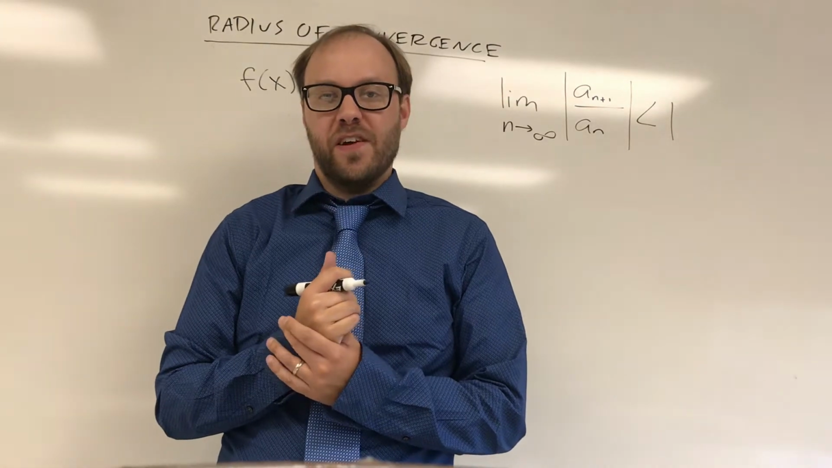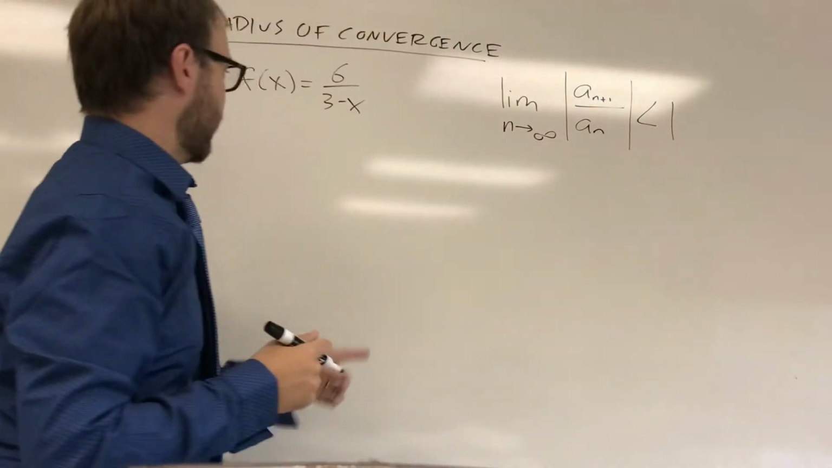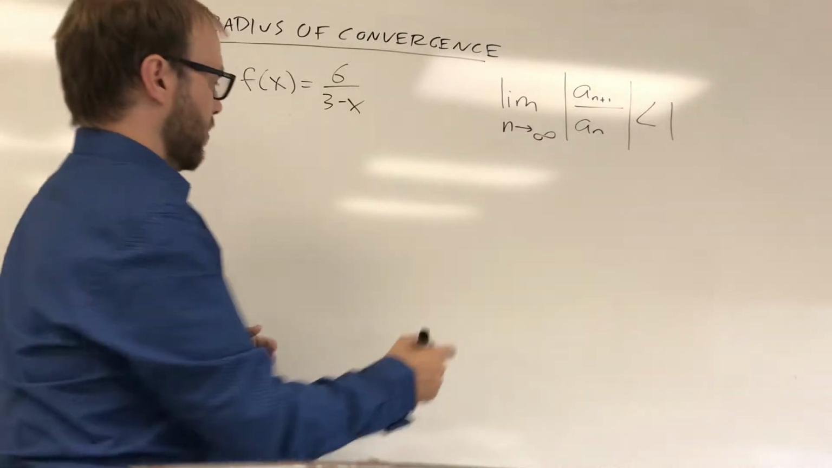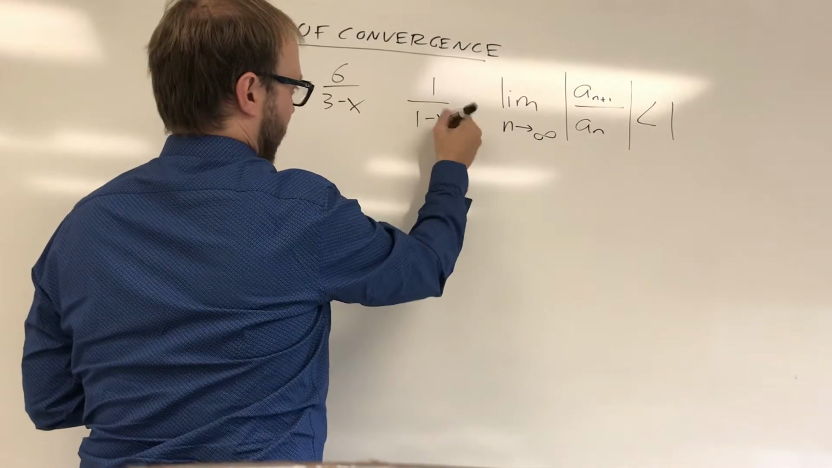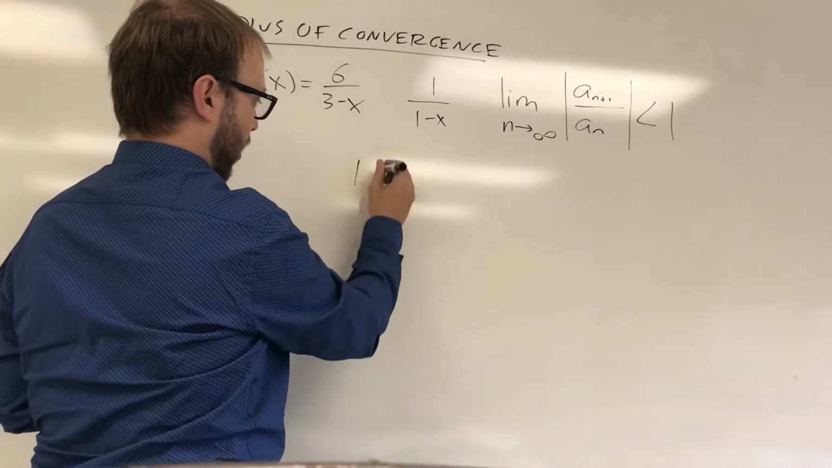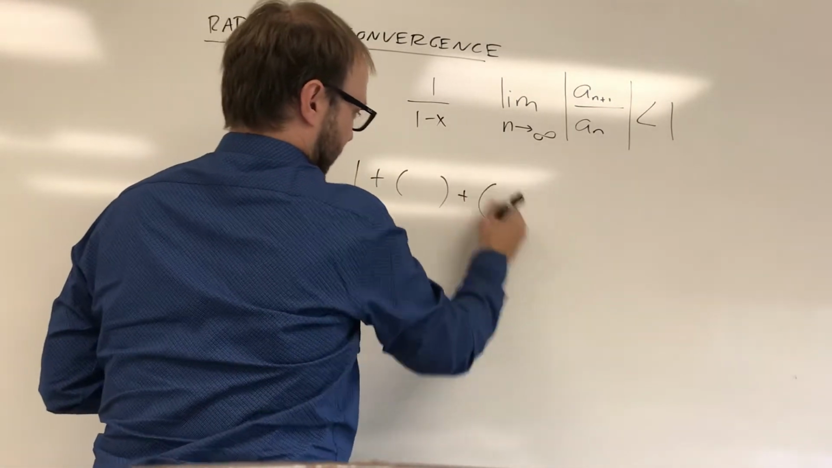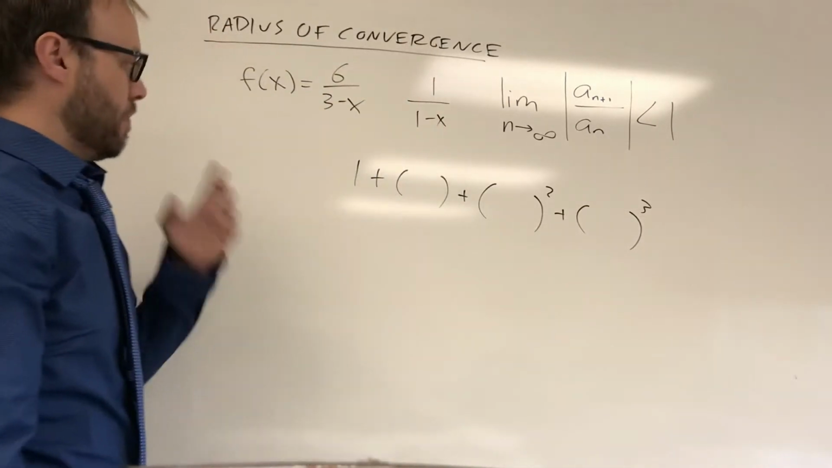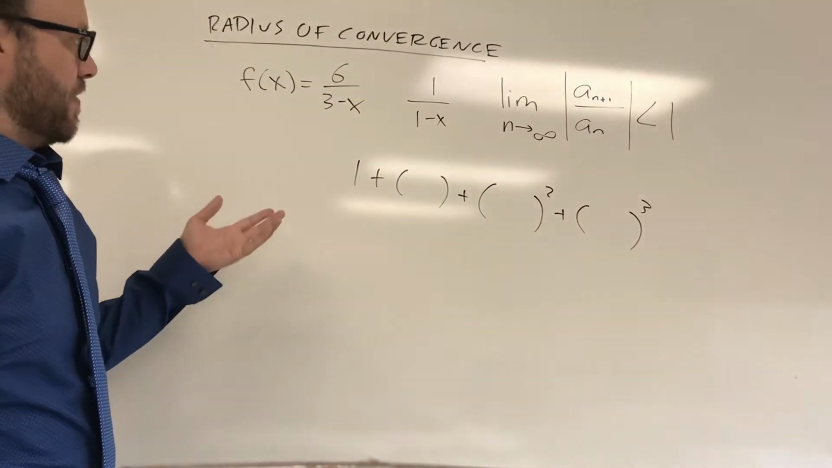Last example for this series, we're going to find the radius of convergence for 6 over 3 minus x. So remember, we're trying to get something that looks like 1 over 1 minus x, okay? And that's going to be your standard 1 plus x plus x squared plus x cubed and so on.